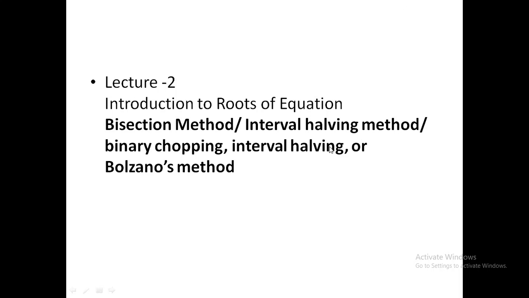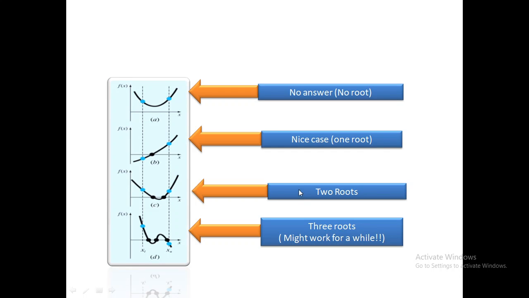The bisection method is also known as the interval halving method, binary chopping method, interval halving, or Bolzano's method. We'll see them one by one. First, you should know what is meant by a root. In applied mathematics and engineering, there are various problems in the form of determining the roots of an equation. Great importance is given to problems in the form f(x) = 0.